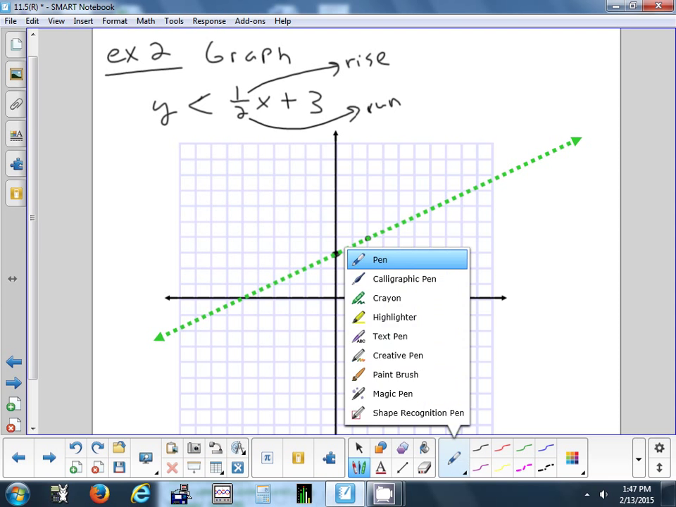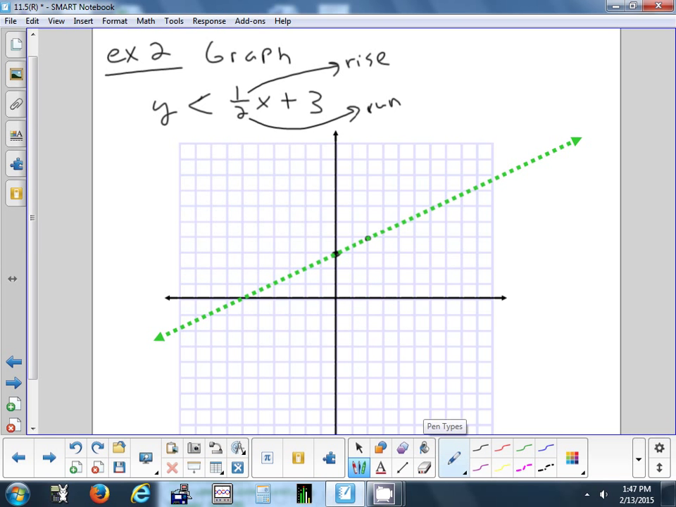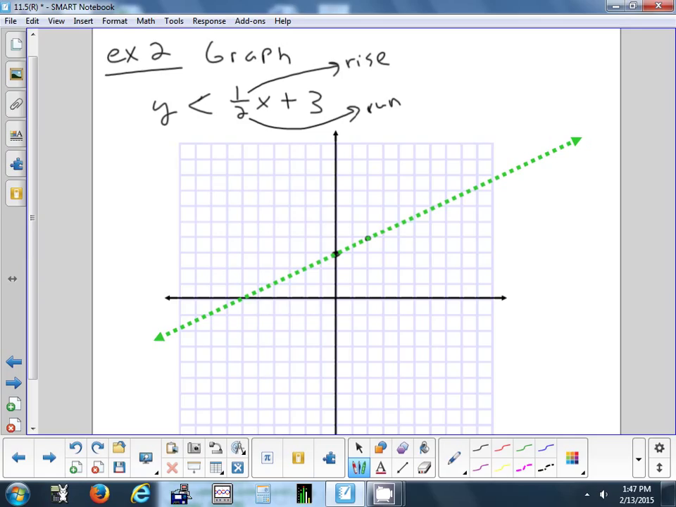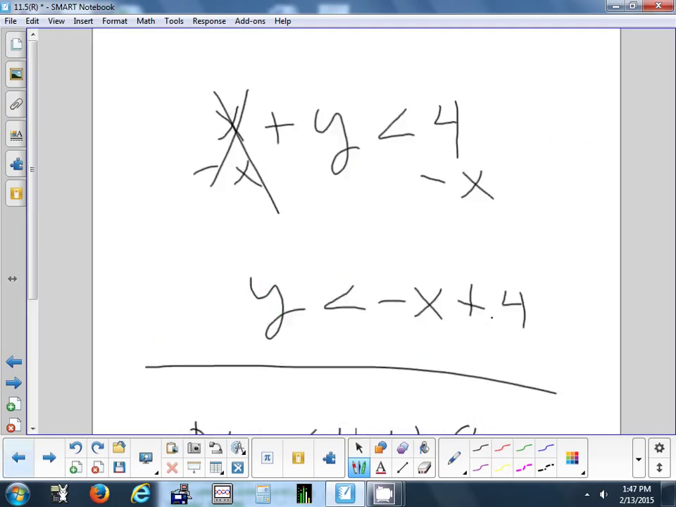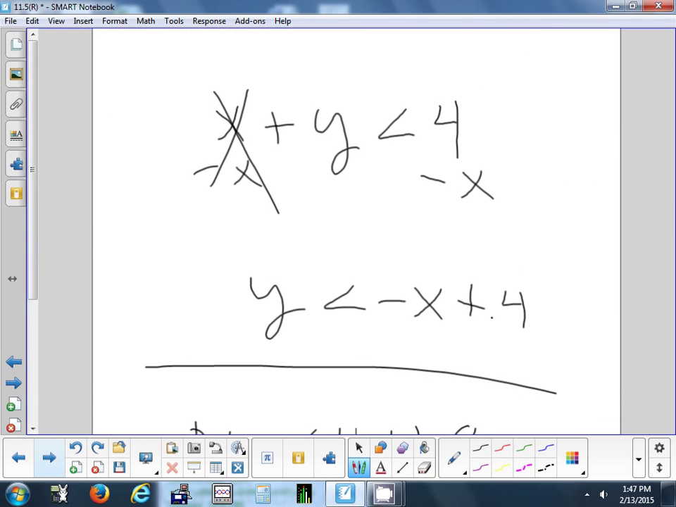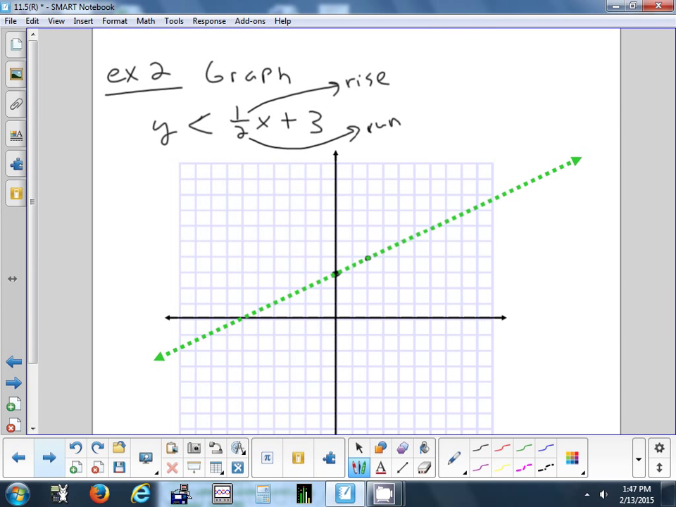Okay, and now last step. Let's do it like this. Okay, we got to decide, do we shade above or below? Below. Yeah, how do you know it's below? Less than. Yeah, anytime you see less than, shade below. Okay, so to shade it in, all you got to do is just draw like that. If you want to shade it nicer, you can, but you don't need to. There you go. That's it, that's the whole problem, you're done.